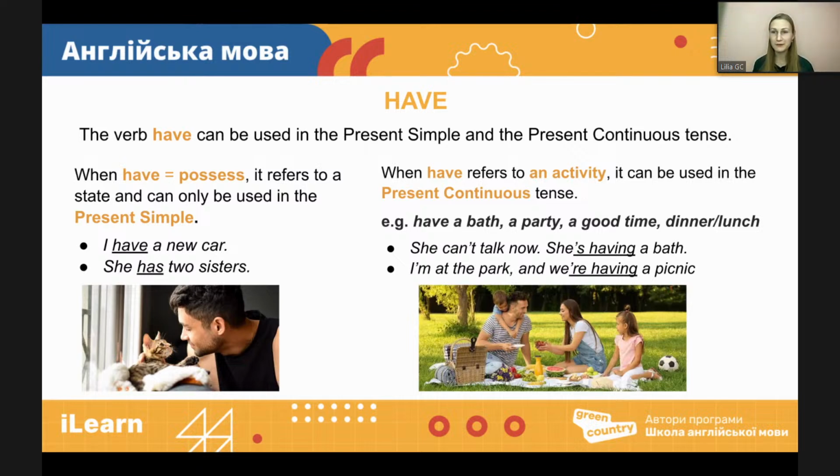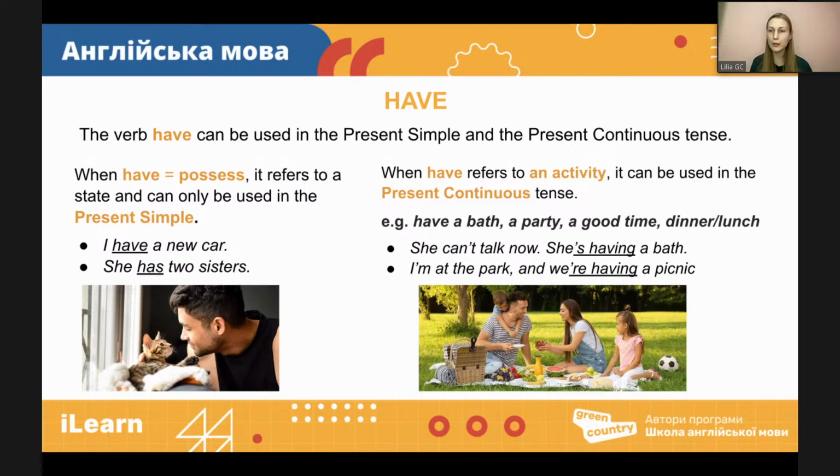So, what's the difference between having a cat and having a picnic? Well, when you have a cat, you don't do anything to have it. It just lives in your apartment, probably, right? But about I'm having a picnic, it's like I'm spending some time outdoors with my friends or family. So it's an active verb, like I am talking, eating, having fun, whatsoever. So if you can replace the verb have in some word combination with some other word, then it can be used in continuous.